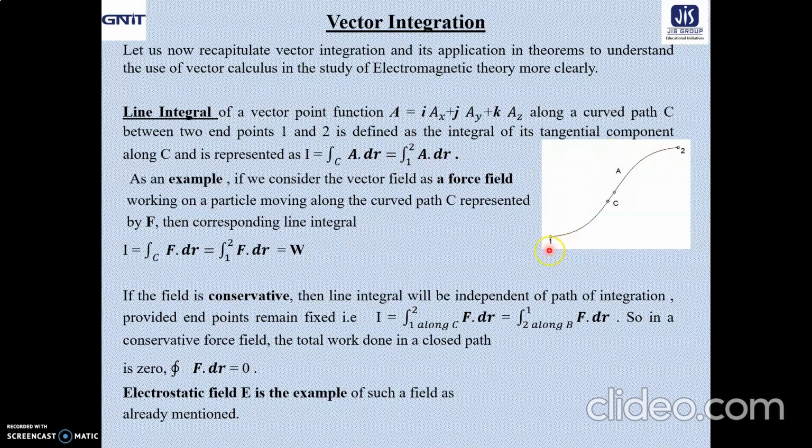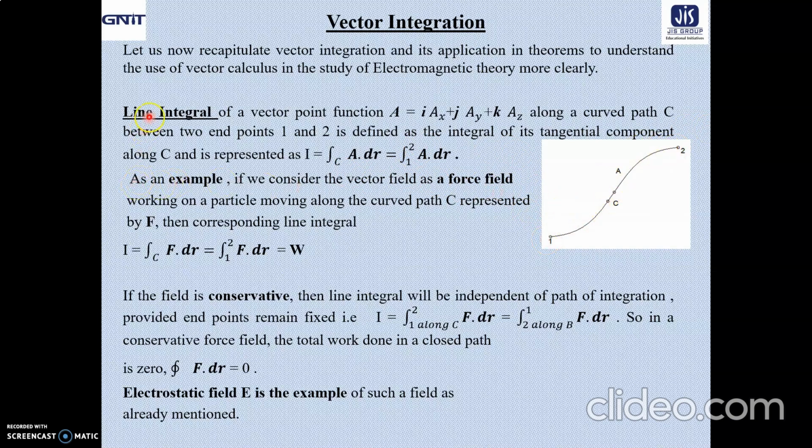Let us take a look at the figure. This is a curved path along which a vector field A is taken. The curved path is C. It is moving between two endpoints 1 and 2. So what about line integration? Any integration taken along this curved path is called the line integration. It looks like A dot dr along C, or you can write it from 1 to 2, because the two endpoints are from 1 to 2 along this curved path C.